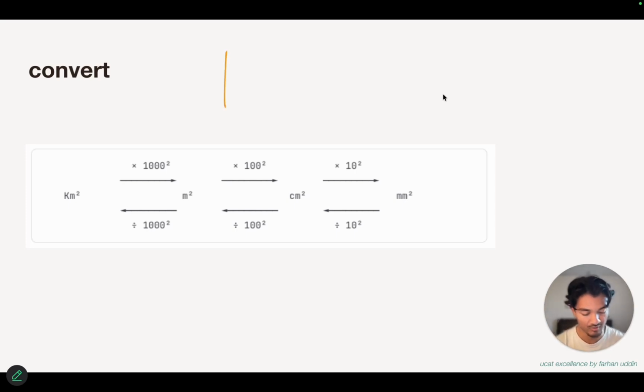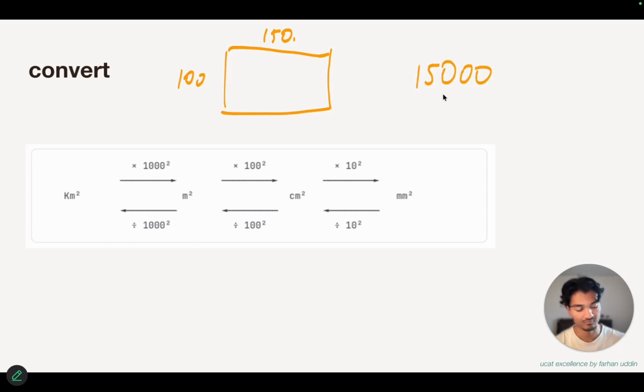So, for example, if we have something that is 100 millimeters here and then 150 millimeters here, we know that the area is going to be 15000. So this is in millimeters squared. We want this to be in, say, centimeters squared. Then what are we going to do? We're going to divide by 10 squared. That looks like moving the decimal place from here to here to here, 150.